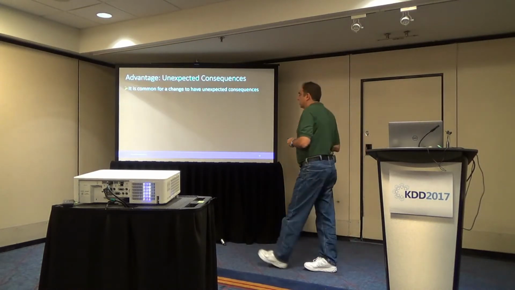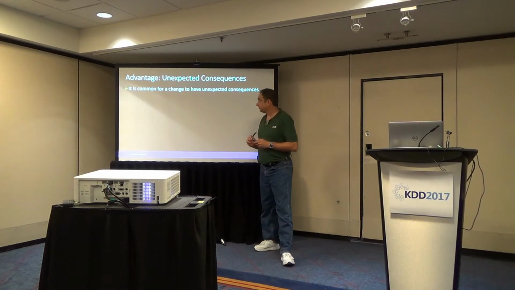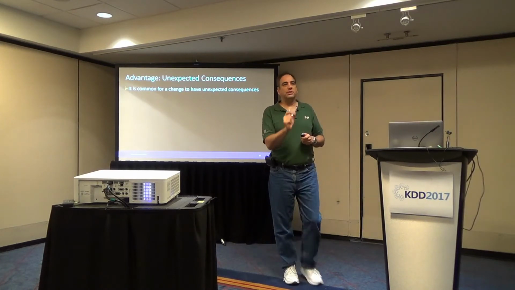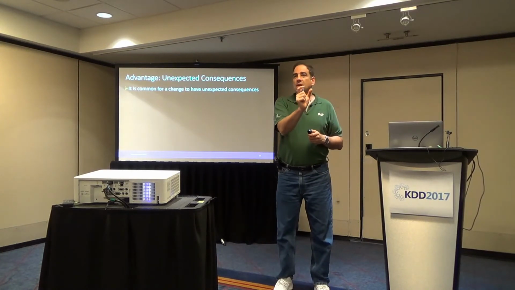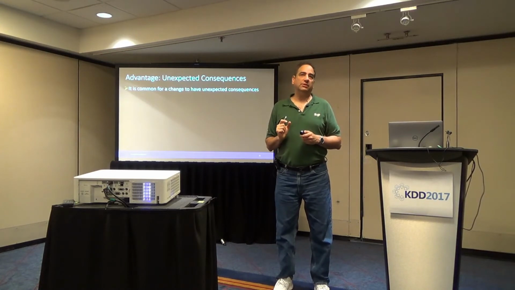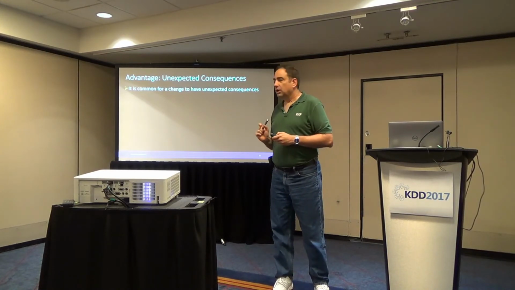So the second thing that's critical is unexpected consequences. It is very, very common for somebody to touch a piece of the system and not realize that it's impacting something else. What do we do in that case?